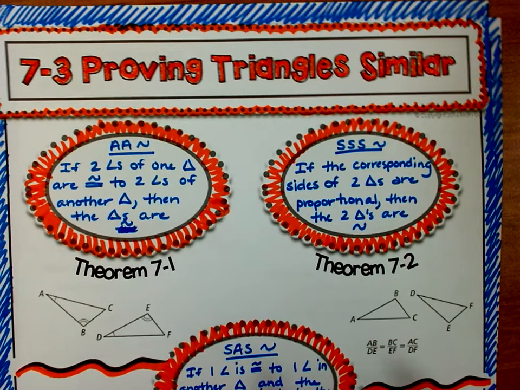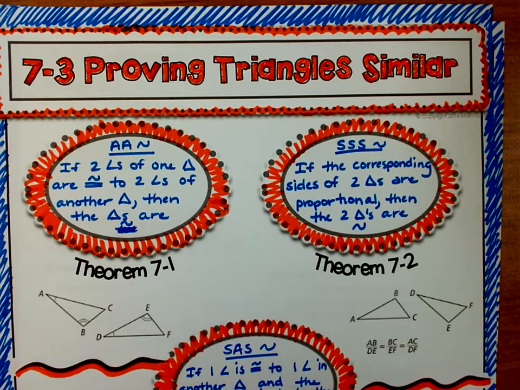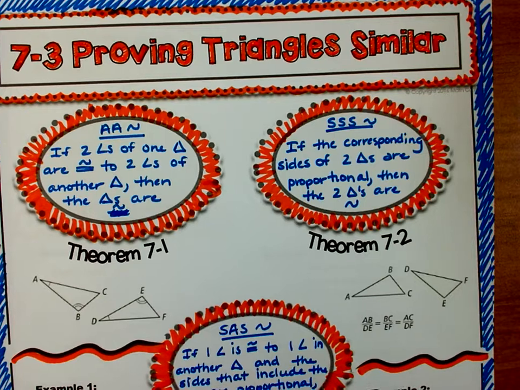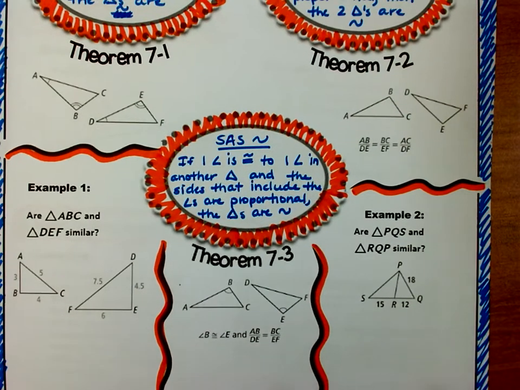And finally, 7.3 says in side, angle, side, if one angle is congruent to one angle in another triangle, and the sides that include the angles are proportional, then the triangles are similar. So it's kind of a combination of these two. So in this drawing down here, we have angle B and angle E are congruent. So if BC and EF are proportional to AB and DE, then the two triangles are similar.